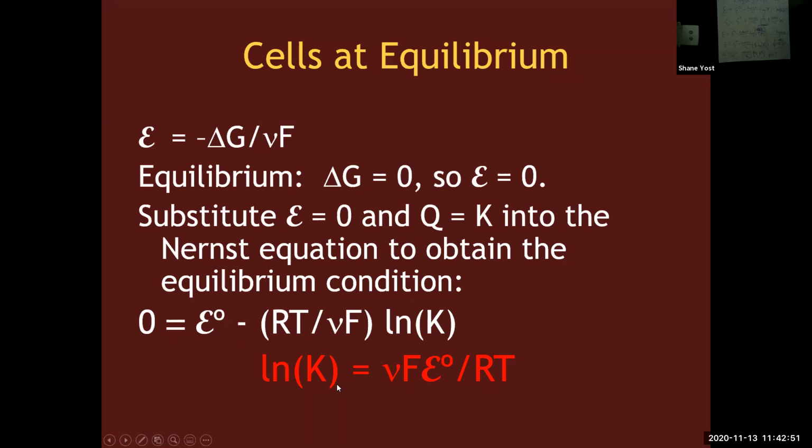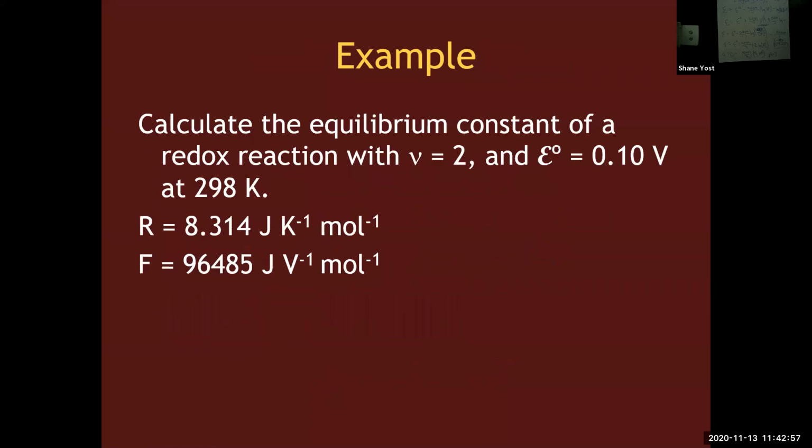Any questions about any of these equations, any relevant equations that we talked about? All right. So then what is the equilibrium constant for a redox reaction where the number of electrons being transferred is 2, and the standard cell potential is 0.1 volts at 298 Kelvin?